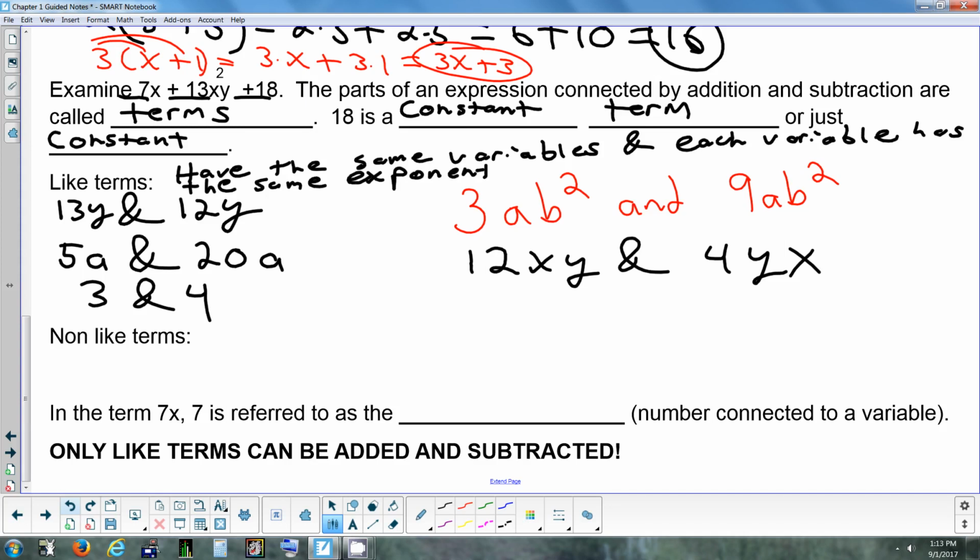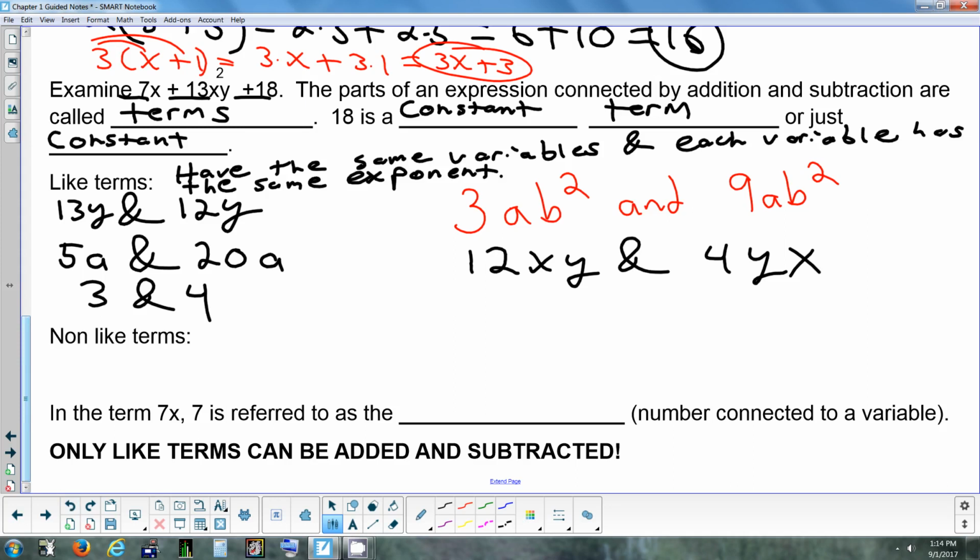Most of the time, we're not going to give you the last example Mr. Hager did with the 12xy and the 4yx. I mean, 99% of the time. Mr. Hager, did you want to do the examples for this one, the practice ones? Let's see if we can get through this, and then at the end, do all the examples. Okay.